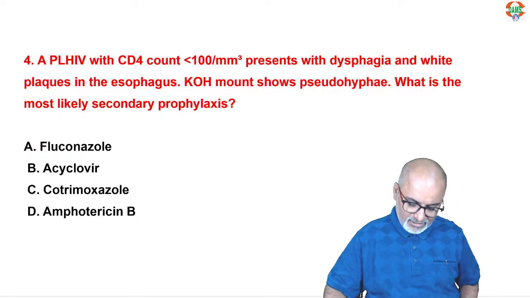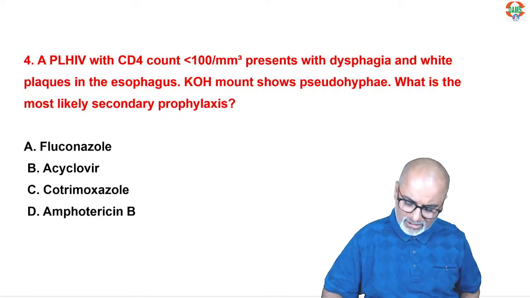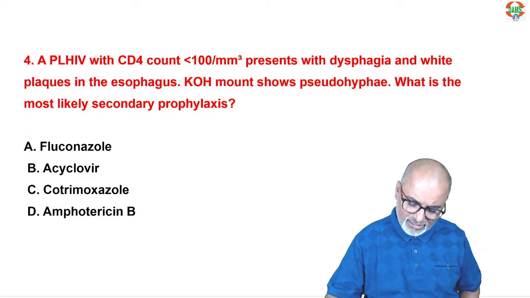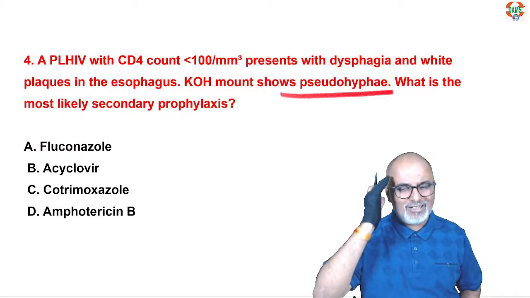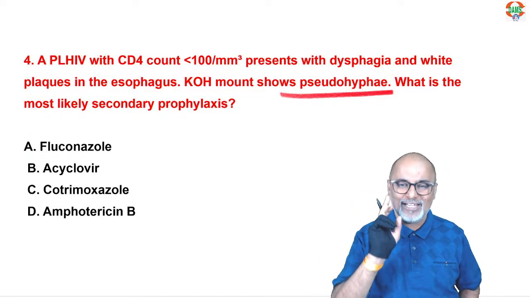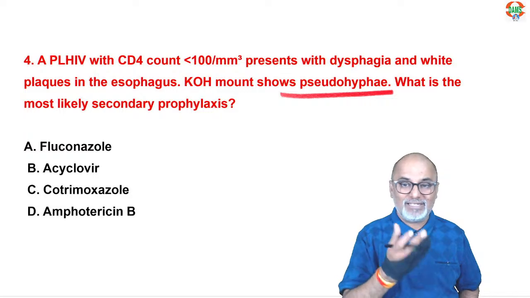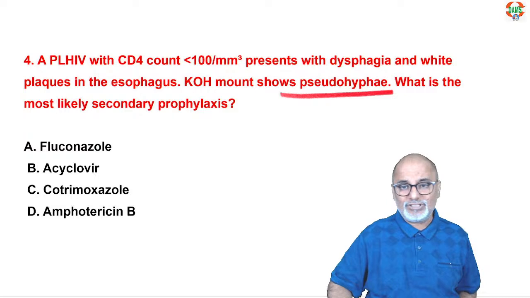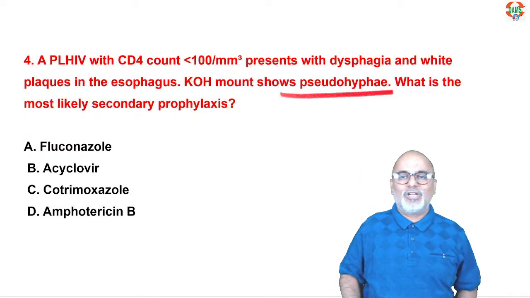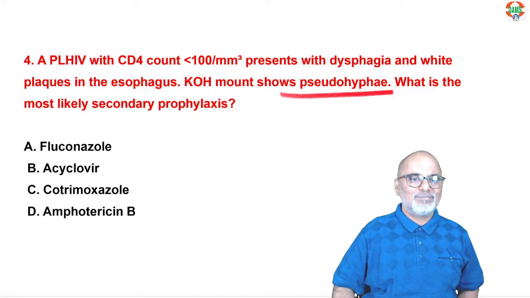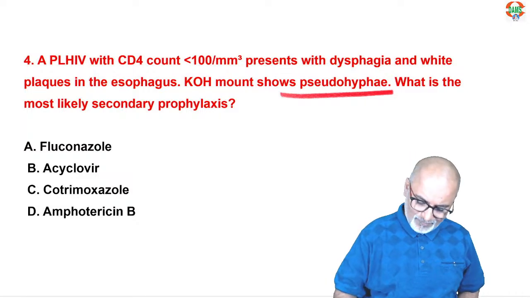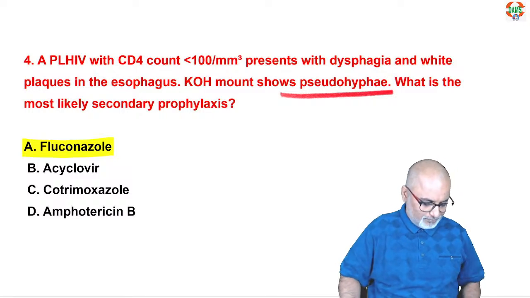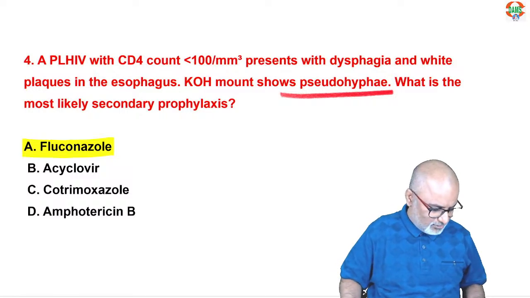Okay. Next is a person living with HIV with CD4 count less than 100. Dysphagia, white plaques in esophagus, pseudohyphae. So from the past, you decide pseudohyphae, oral cavity, because you are dentists. Okay, so we need questions related to oral cavity. Lot of questions we are anticipating. So pseudohyphae, most likely prophylaxis is fluconazole.